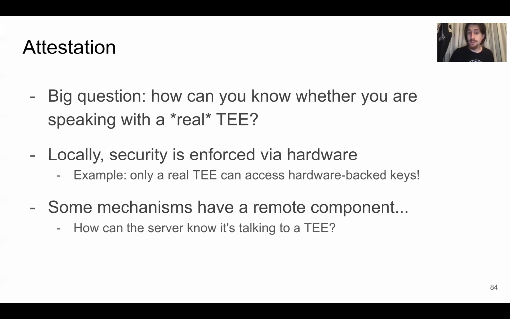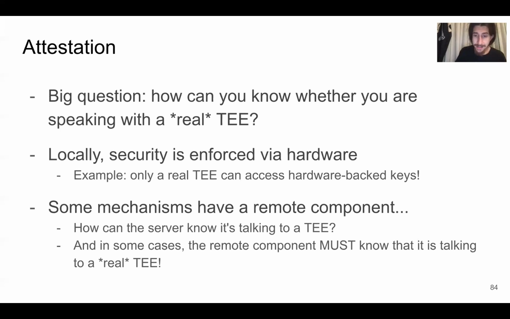So how can the server know it's talking to a real TE? And in some cases, the remote component must know that it's talking to a real TE. So there are scenarios in which being a TE, talking to a TE, great. Not talking to a TE means everything is compromised, okay? So there is this need for a remote server to understand, who am I talking to? Is it the real thing or not? And again, this is relevant for the fingerprint API.